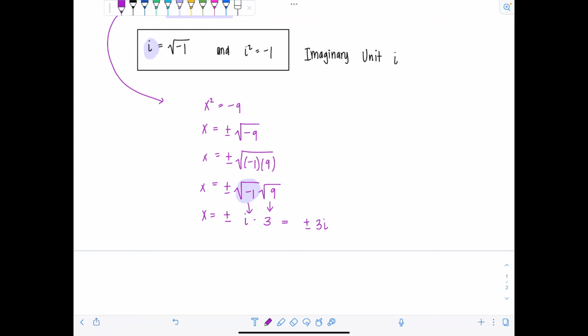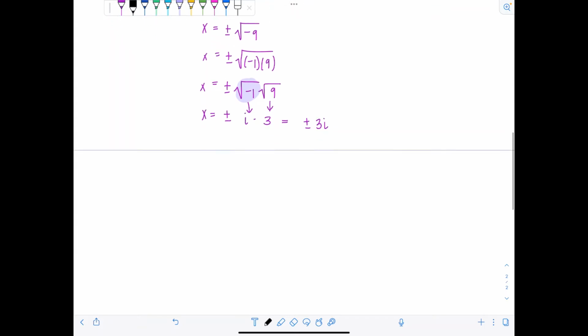Where exactly is that solution if it's not on the real number line? Well, we can talk about complex numbers, all right? And when we have a complex number, that includes all real numbers and imaginary numbers. So complex numbers have the form a plus bi. It could also be a minus bi. A and b are real numbers. A is referred to as the real part, and b is the imaginary part.